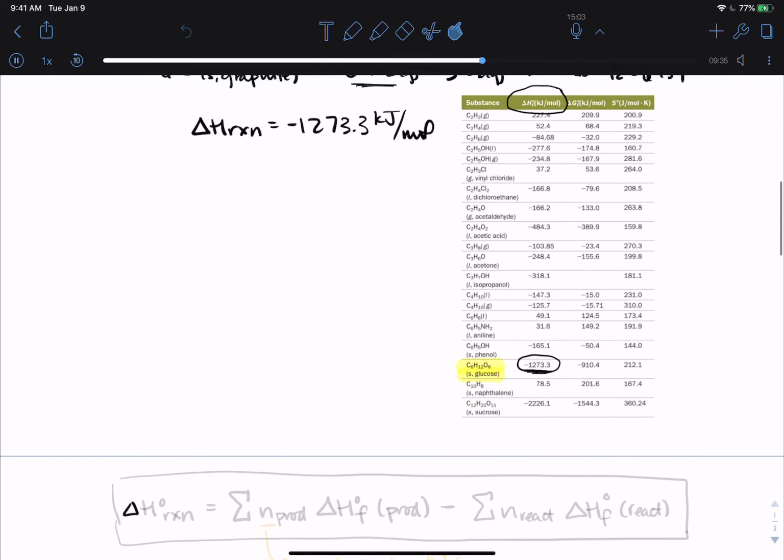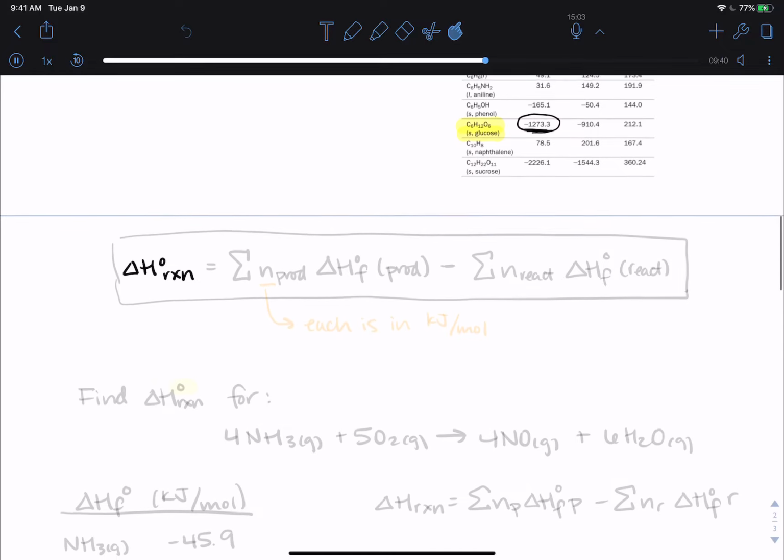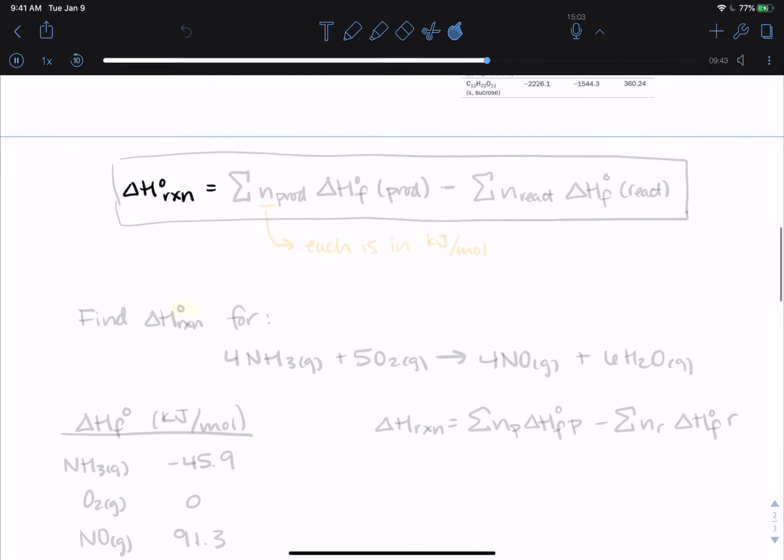So if you need to calculate a standard enthalpy of reaction using enthalpy of formation values, you will do the sum of the number of moles of products times the delta H formation of those products, and then subtract the sum of the number of moles of reactants times the standard enthalpies of formation of the reactants.